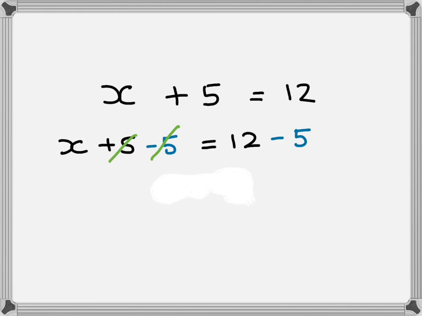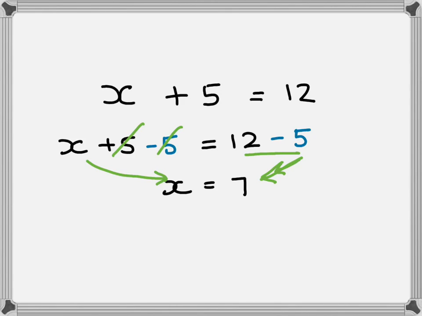Okay, so let's look on the next line. We're going to be left with x equals 7. These two cancelled out, and we just solved that, which became 7. So x came down to stand here, and that came down to stand here. x is equal to 7. And we know that because 7 plus 5 is equal to 12.